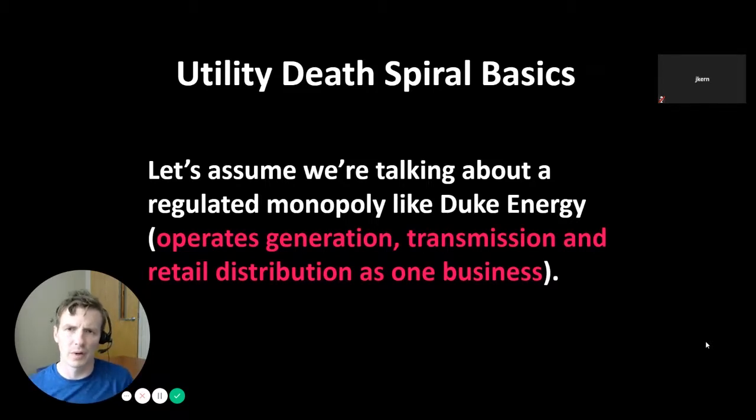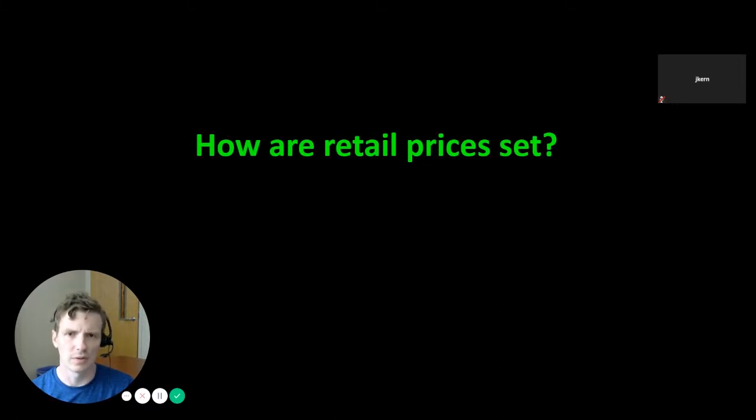Okay, so now I think we're ready to talk about the utility death spiral. So we're going to assume today that we're talking about a regulated monopoly utility like Duke Energy. So vertically integrated, a company that operates and owns generation, transmission, and retail distribution as one business.